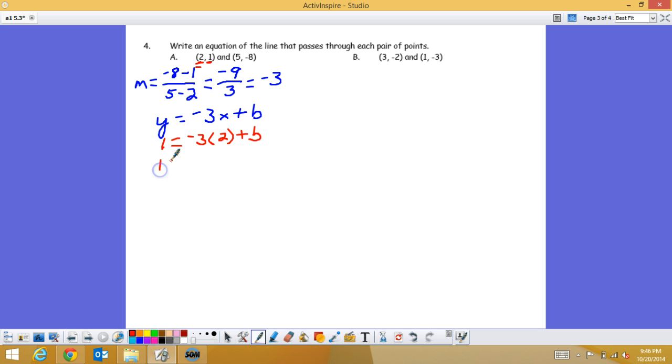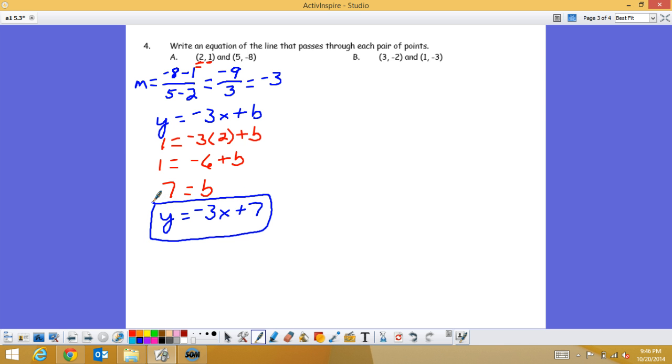First thing I'm going to do is multiply the -3 and the 2 to get -6. And then to get the b by itself, I add 6 to both sides. So b is equal to 7. That is the y-intercept. So then y is equal to -3x plus 7. And that is the slope-intercept form of that line.